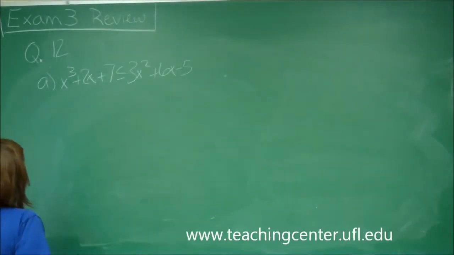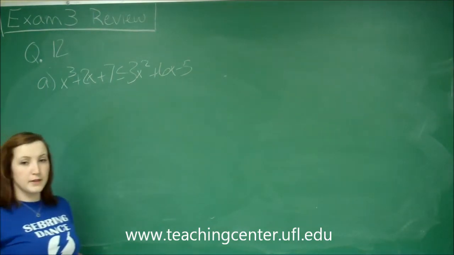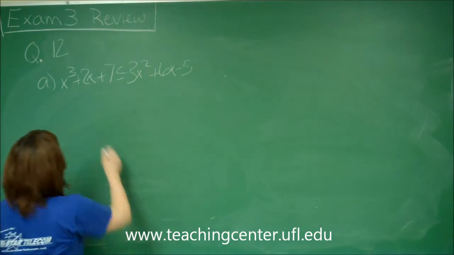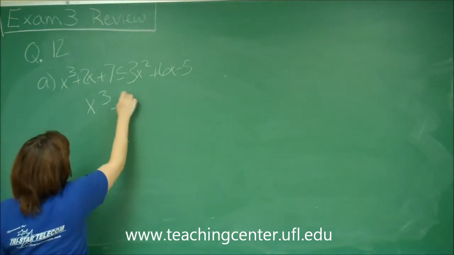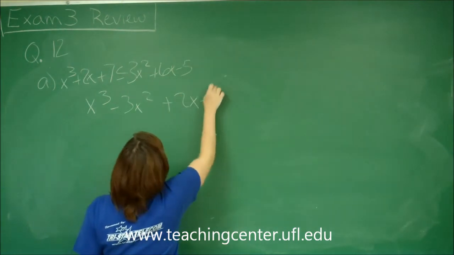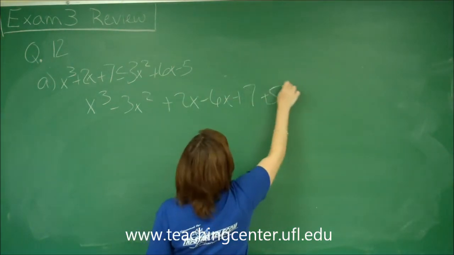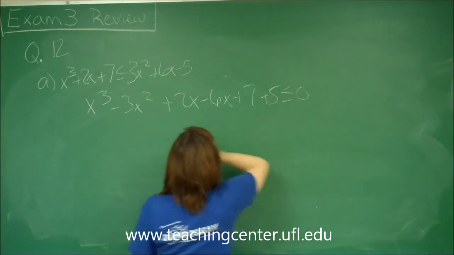So this is question number 12, part A, and it wants us to solve an inequality. So what we're first going to do is bring everything to one side and set it equal to 0. So that gives me x cubed minus 3x squared plus 2x minus 6x plus 7 plus 5, and that is all less than or equal to 0.